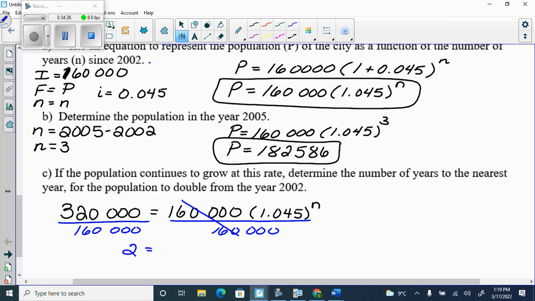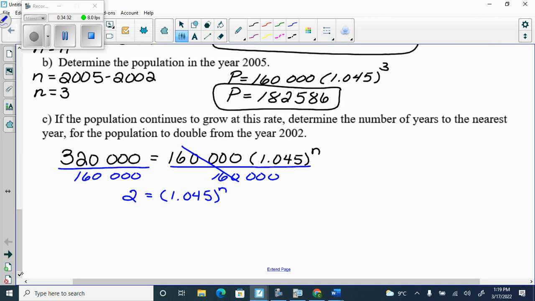So I get 2 equals 1.045 to the N. How do I solve this when I don't know N right now? Put in your calculator, y1, y2. Go, try it out. Can't do algebraically yet? That's not tell you how. You're going to have to convert it to a logarithm.